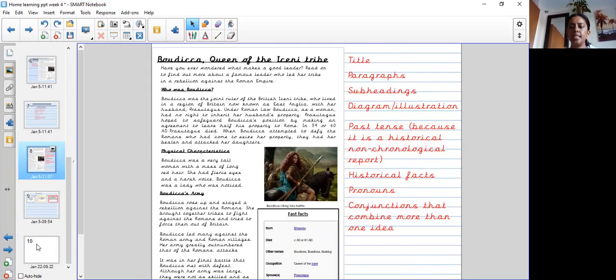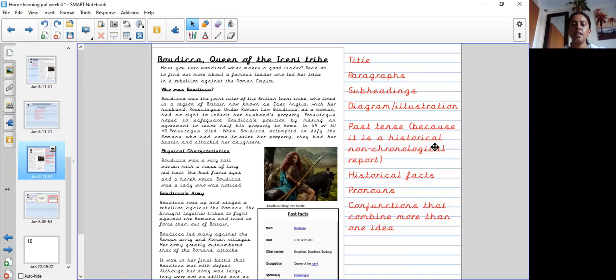So here I've written down some of the things which we can see, which will be great to go through. So we've got our title, we have paragraphs, we have subheadings, we have a diagram and an illustration, and it's also got a caption underneath so we know exactly what that picture is of. It's written in past tense, it has historical facts, it uses pronouns such as she, he, and it also has conjunctions that combine more than one idea. So having two ideas with a conjunction in the middle to combine the sentence together. So those are some of the things which our non-chronological report includes.